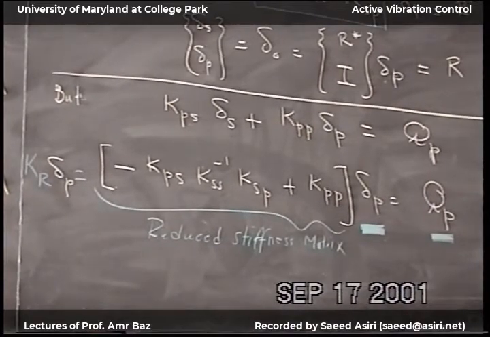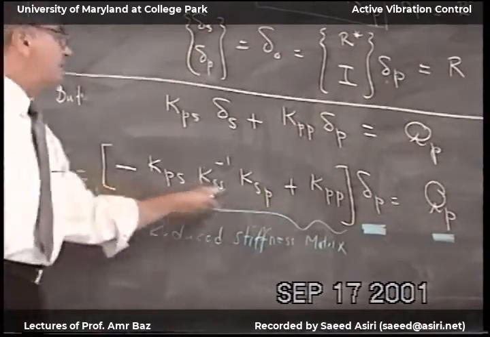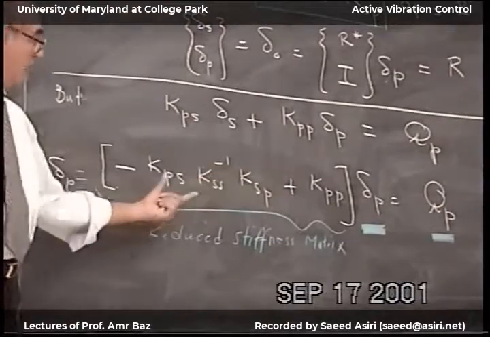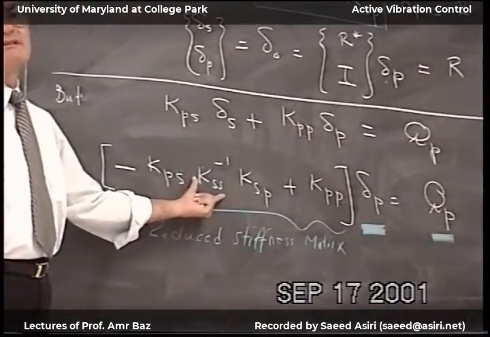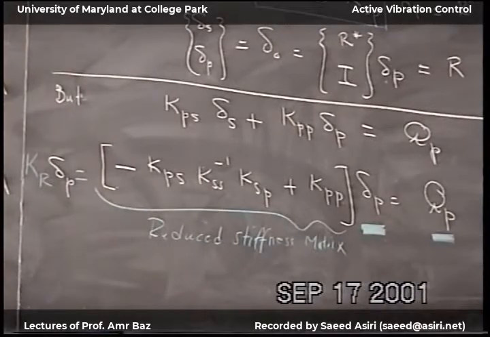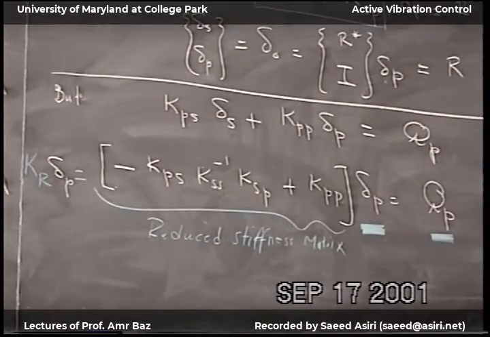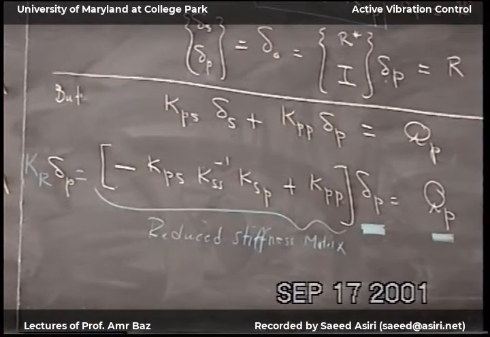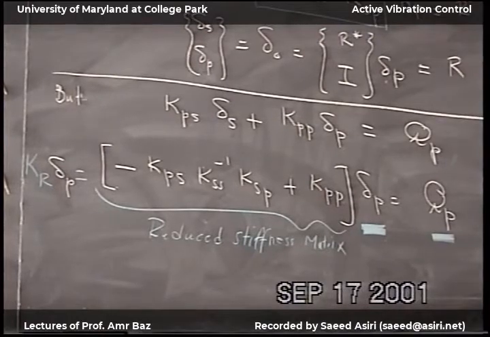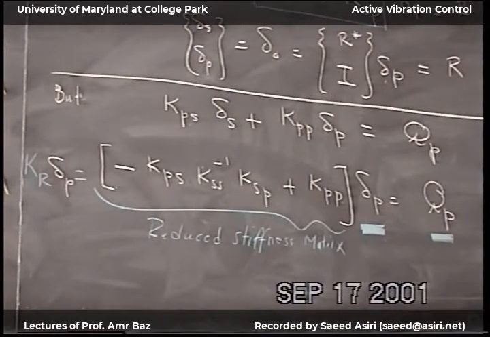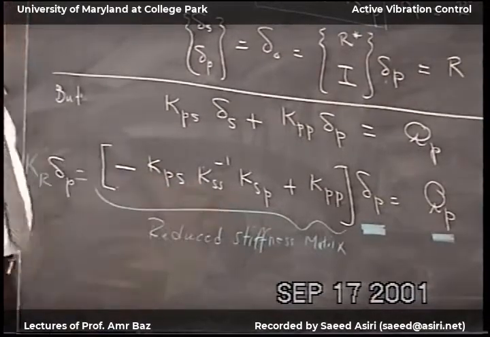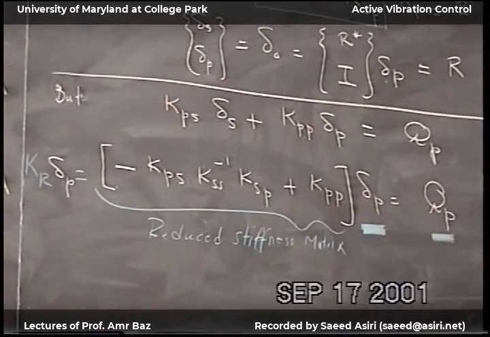Now I can calculate K reduced by this equation. But to do it, it requires that I get this inverse. So if we have a large system and few actuators on it, this is very small compared to this. So delta_S is a very large number of degrees of freedom I want to set aside. So K_SS will be a very large matrix, and it will be numerically inefficient to compute this inverse. So we can do this in two ways.